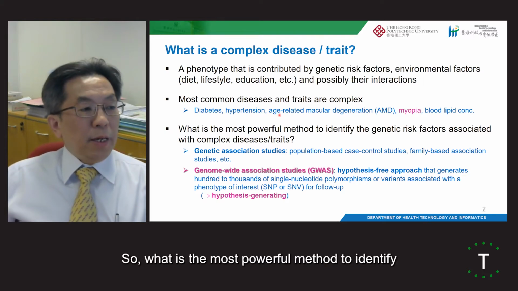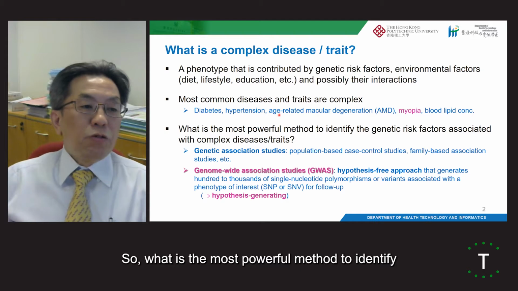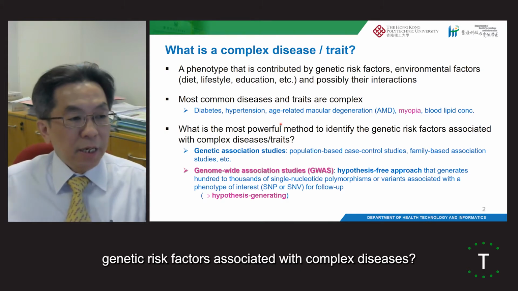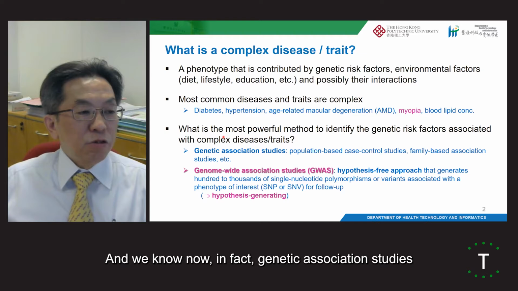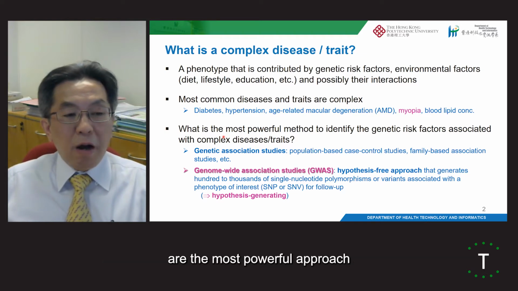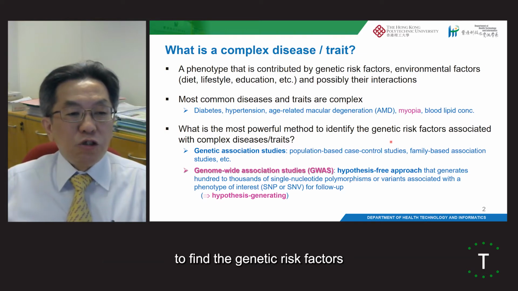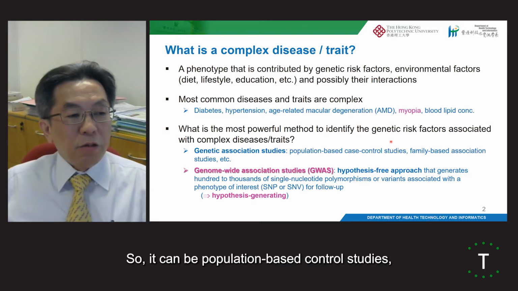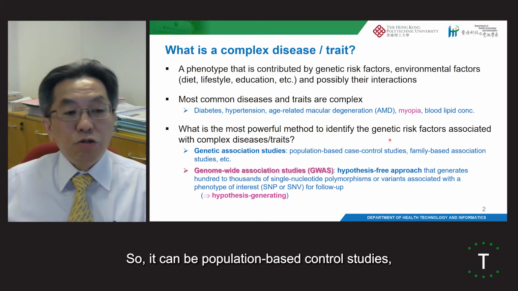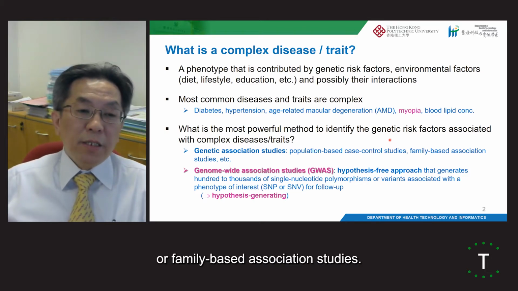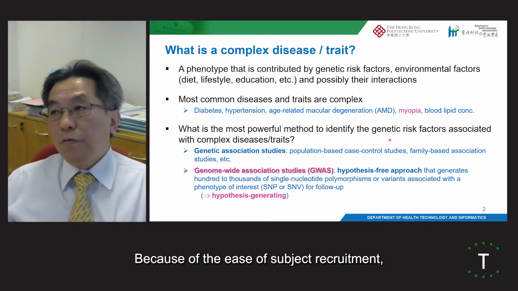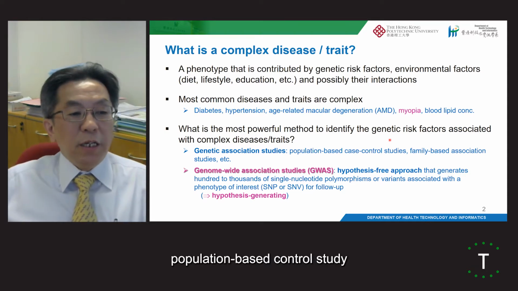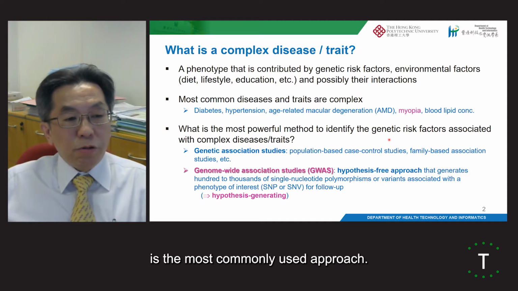So what is the most powerful method to identify genetic risk factors associated with complex diseases? We know now, in fact, genetic association studies are the most powerful approach to find the genetic risk factors associated with complex diseases. It can be population-based case-control studies or family-based association studies. Because of the ease of subject recruitment, population-based case-control study is the most commonly used approach.